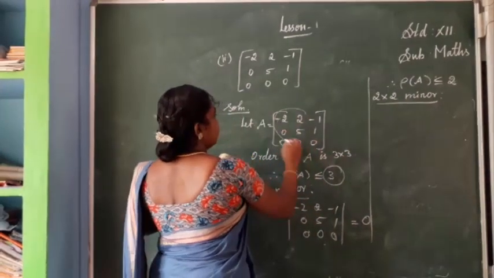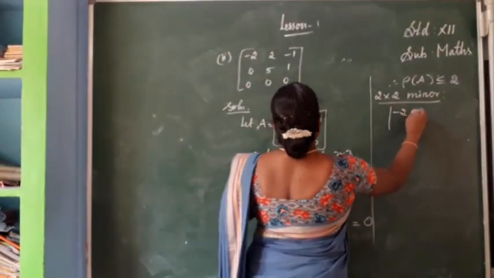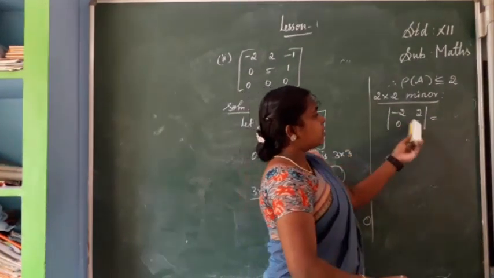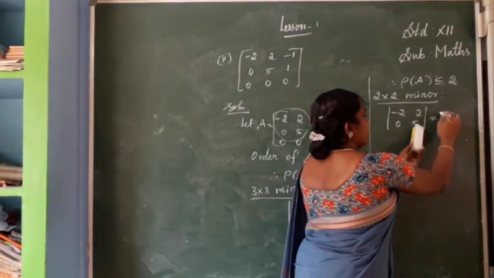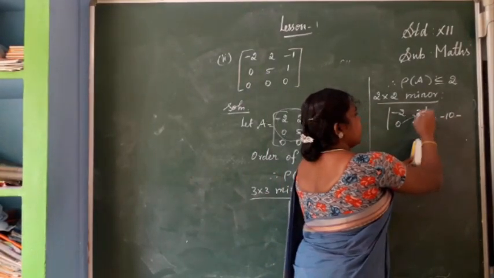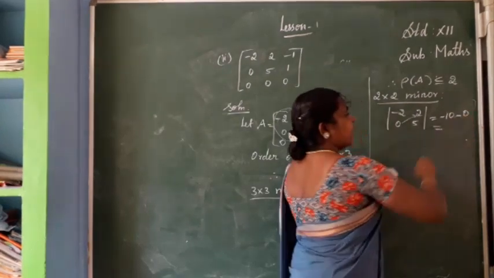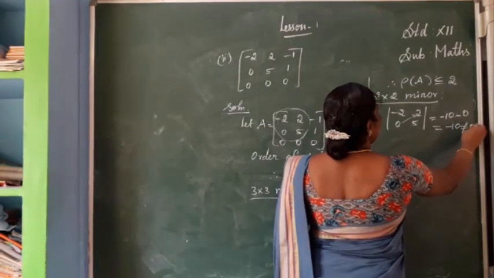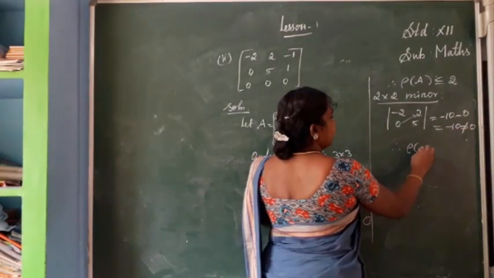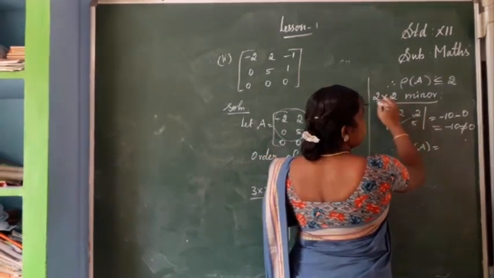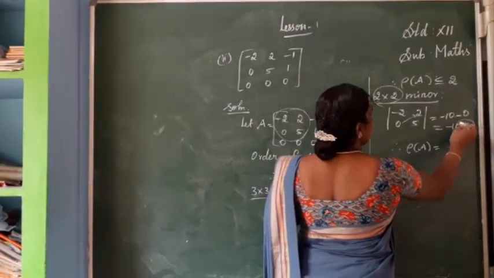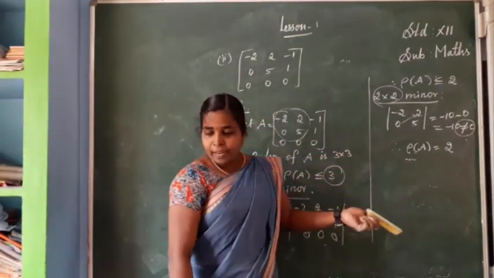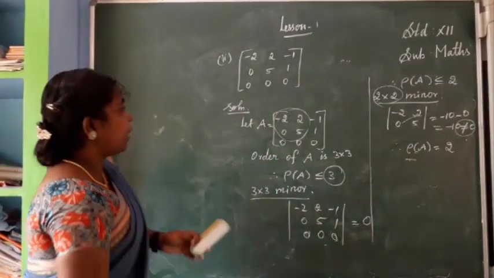First take minus 2 2, 0 5. Now minus 2 into 5 is minus 10, minus the next product, 0 into 2, which is 0. So minus 10 minus 0 is minus 10. It is not equal to 0. Now you can say the answer. In the 2 by 2 minor we got a nonzero value, so the rank is 2. The rank of the matrix is 2, so rho of A equals 2. That's all. Next, you can move to the next subdivision.